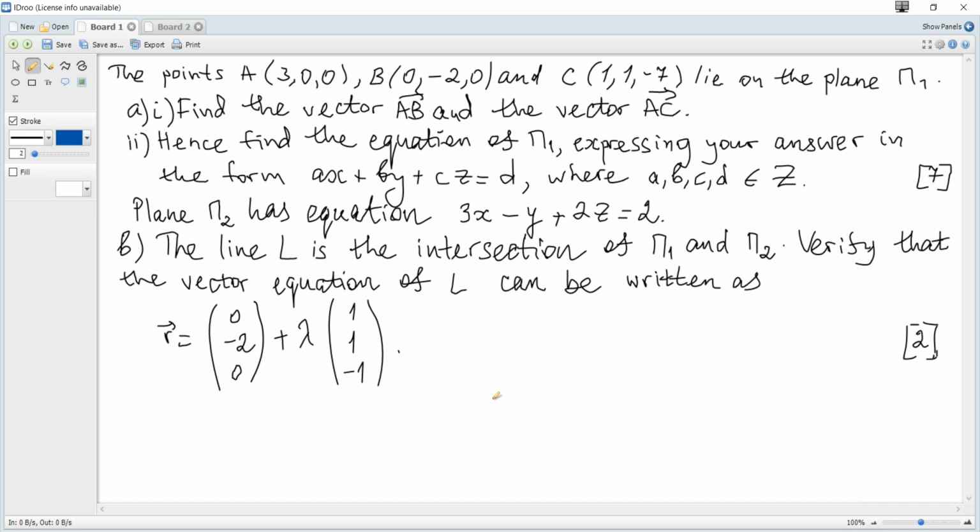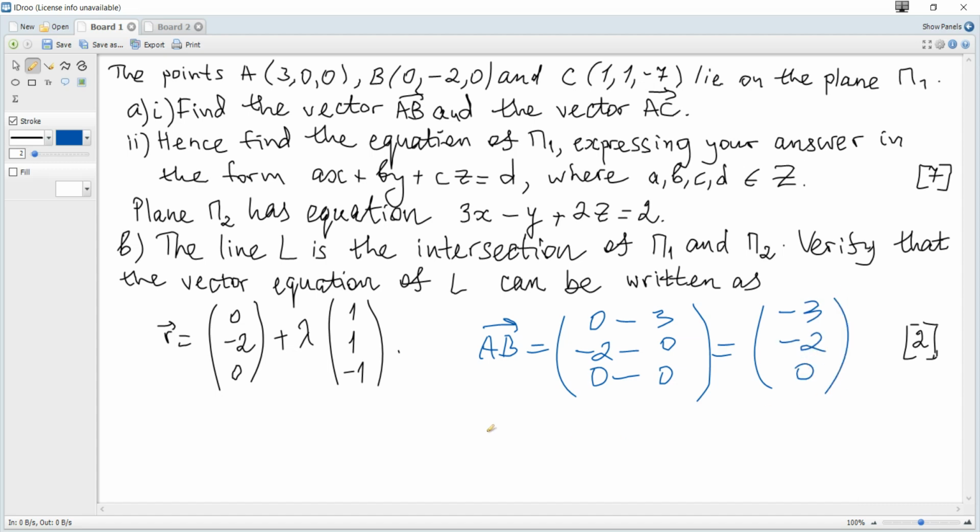The points A, B and C lie on the plane pi1. Find the vector AB and the vector AC. Coordinates of the vector AB are coordinates of point B, (0, -2, 0), minus coordinates of point A, (3, 0, 0), and it's (-3, -2, 0).